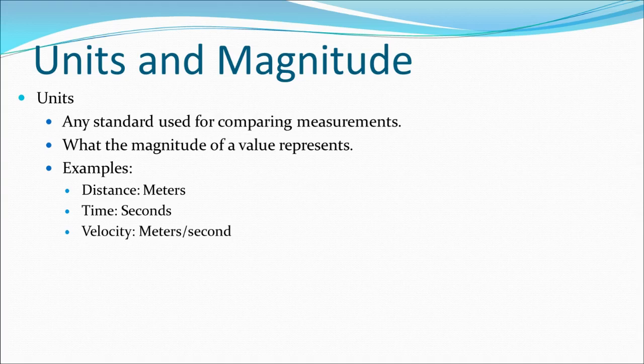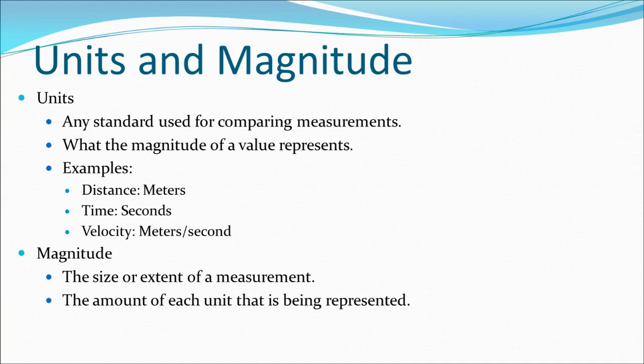And then velocity, instead of miles per hour, we'll be looking at meters per second because we're dealing with, again, meters in distance and time in seconds. The unit is what we're representing with our variable. The magnitude is how much we're representing. It's the size or extent of a measurement, the amount of each unit that is being represented.